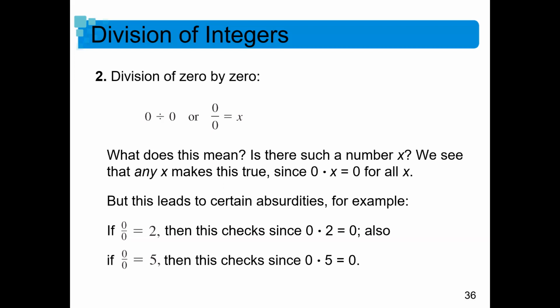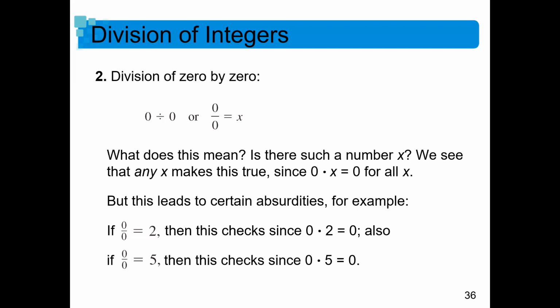How about 0 divided by 0? Is there such a number? We see that any X makes this true since 0 times X equals 0. So this looks promising. You can multiply X by 0 and you get 0. So 0 divided by 0 is X. So this should make sense.